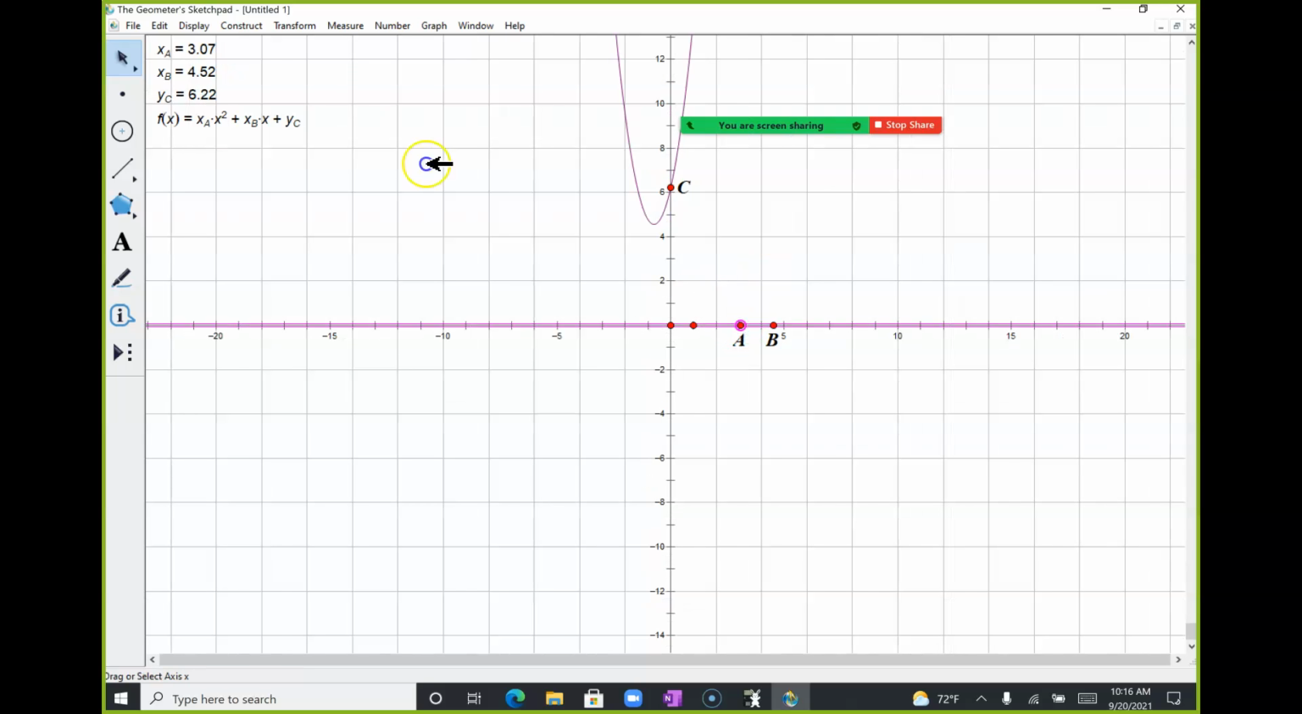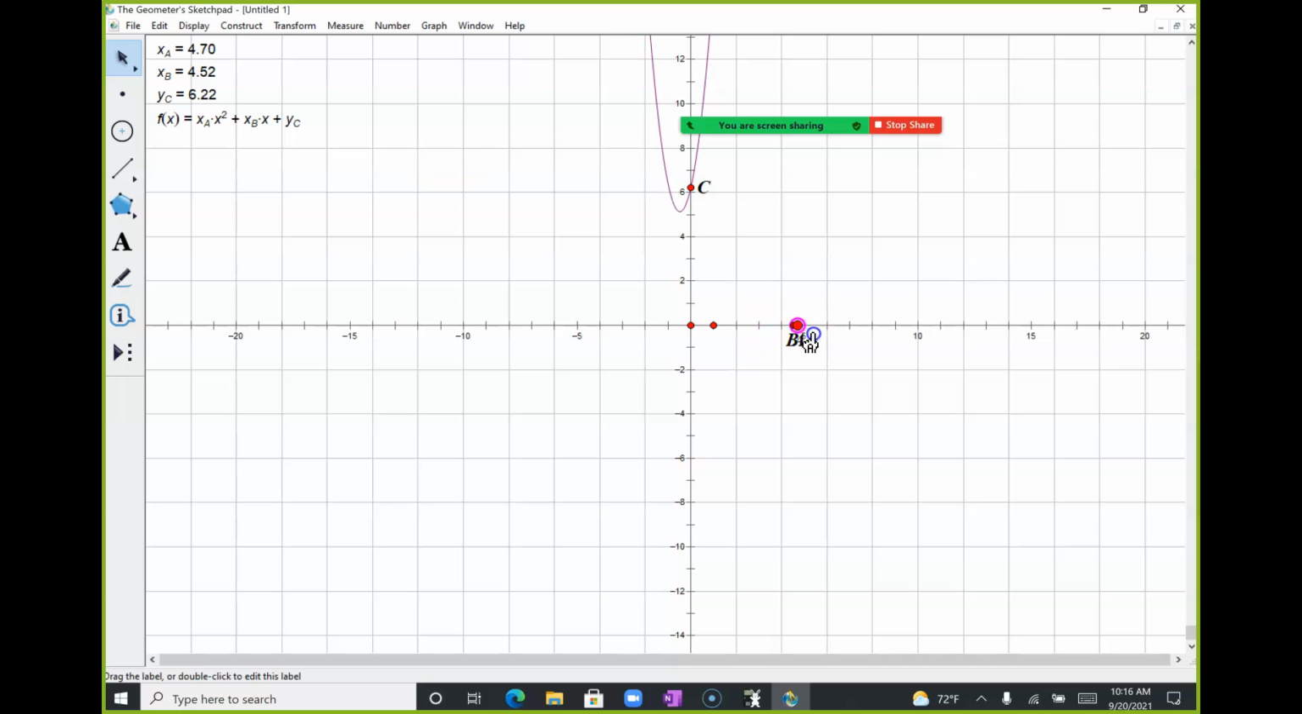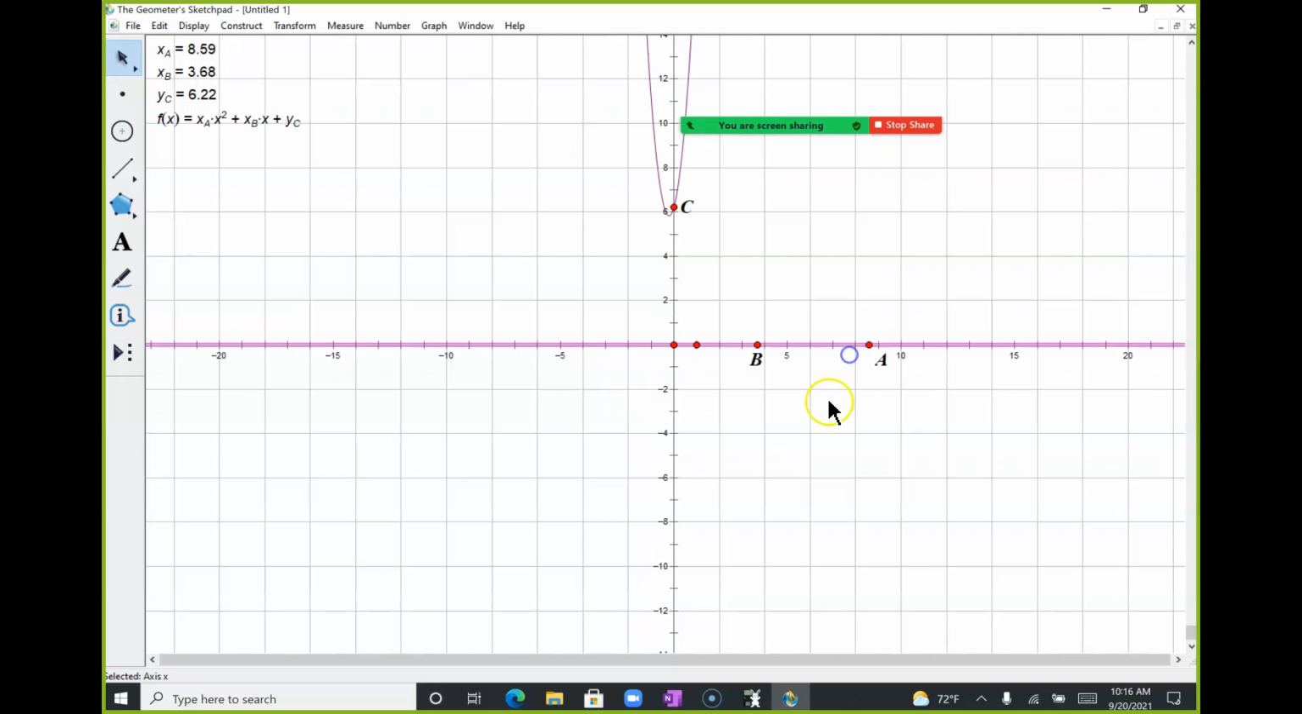If I move my slider A, when A is large, remember what A does. A is that amplifier, so it's stretching out my box in the y direction if A is larger. If A goes to 0, I don't have a quadratic anymore. If ax squared is 0, it's a line, now linear. It's now an mx plus b.